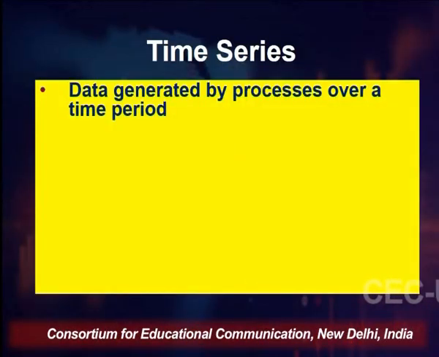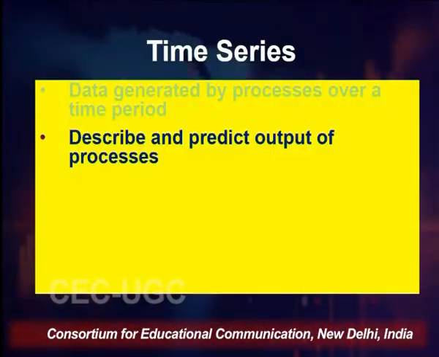So keeping all that in mind, I have planned this lecture so that I'll first tell you about time series. So what is time series? As these two words themselves indicate, a series of data is available and it is in relation to time. When data is arranged according to time, we call it time series. Data generated by a process over a time period, or across a time period, is called time series, and this data is basically used to describe and predict the output of processes.